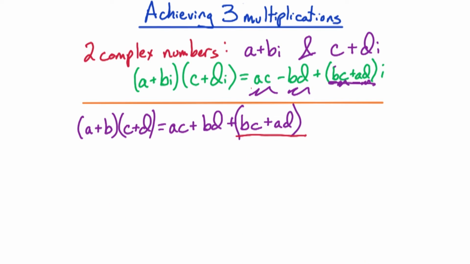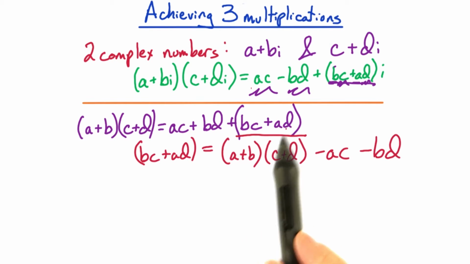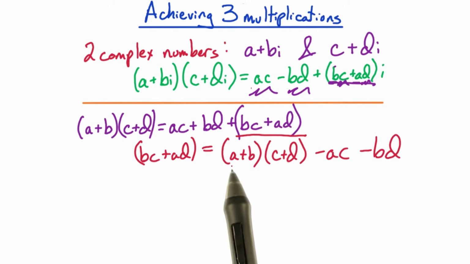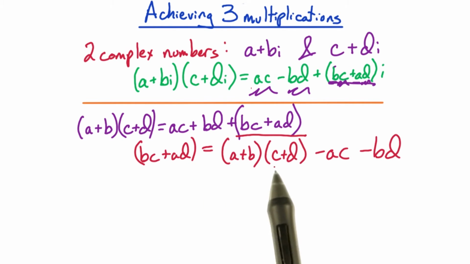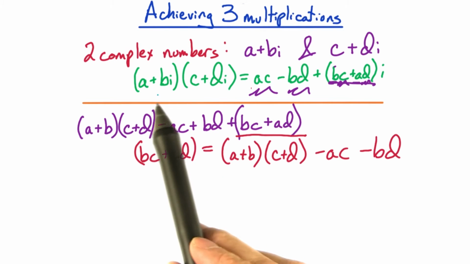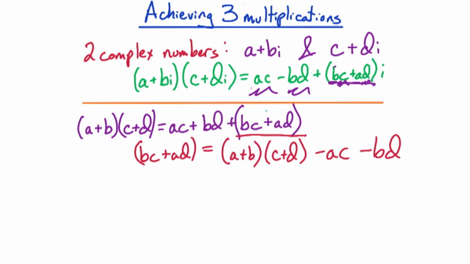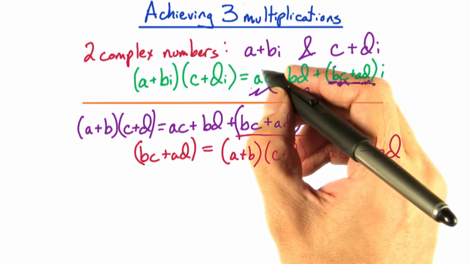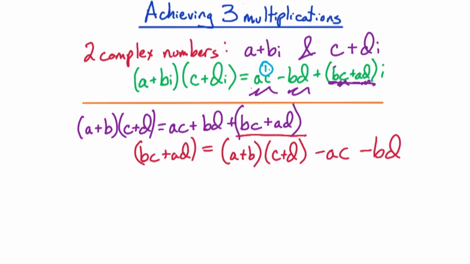Let's look back at this expression. We're trying to compute this sum, bc plus ad. So let's solve it for this term. If we solve it for bc plus ad, then we get that that's equal to a plus b quantity times c plus d quantity minus ac minus bd. Here's the key now. In order to compute this product of these two complex numbers, what are the 3 now real number multiplications that we need? Well, one of them is a times c, just like before. The second one is b times d, just like before. The third term that we want to obtain is bc plus ad. That's right here. How can we obtain it? Well, let's use this expression.